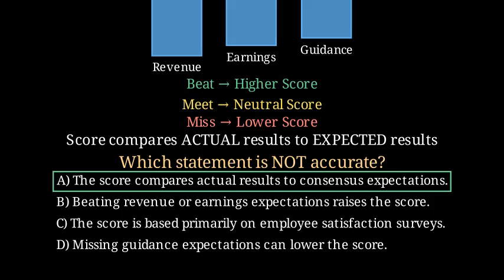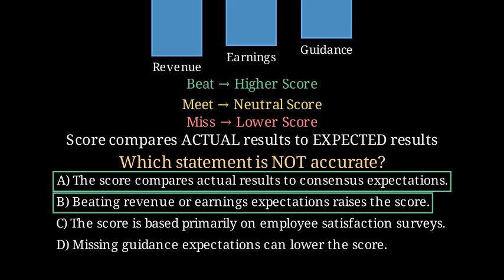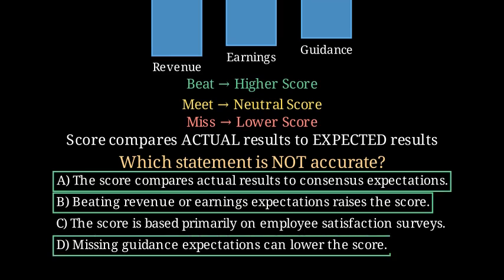Next, statement B says that beating revenue or earnings expectations raises the score. That is also accurate because beating expectations typically improves the investor expectation score. We'll highlight B as correct as well. Statement D says that missing guidance expectations can lower the score. That is also accurate because guidance is one of the benchmarks investors watch. So D is correct too.